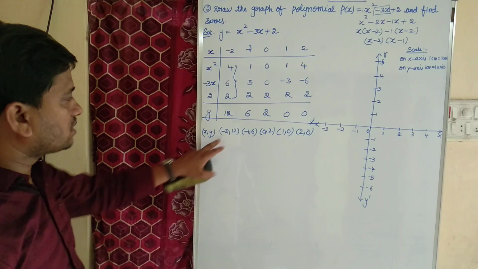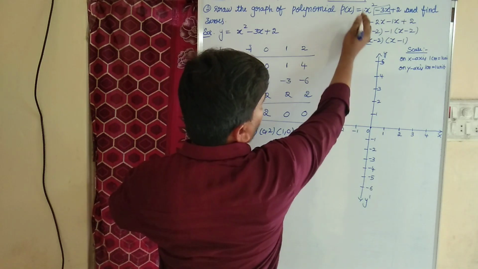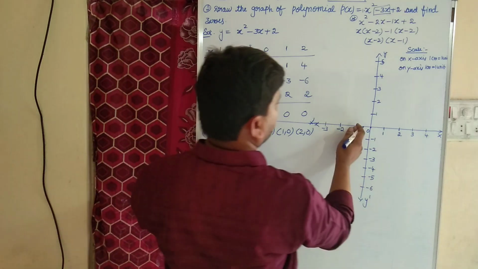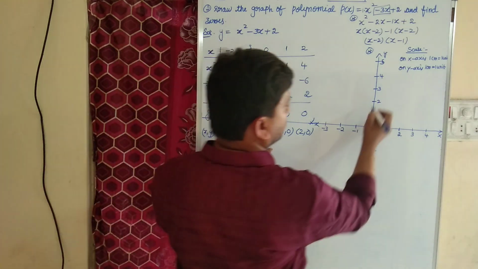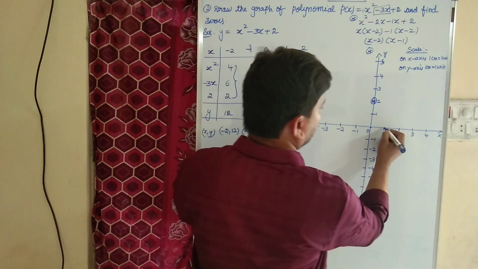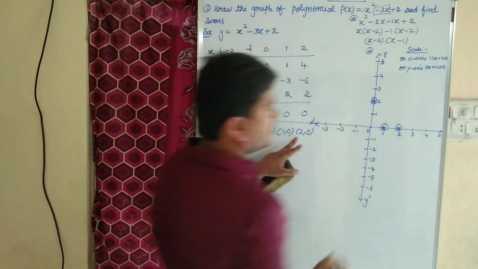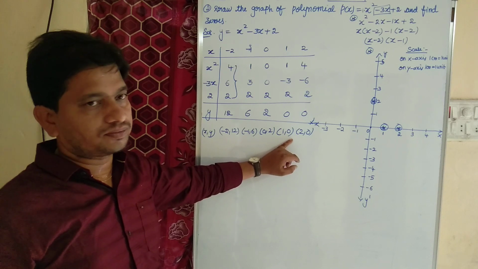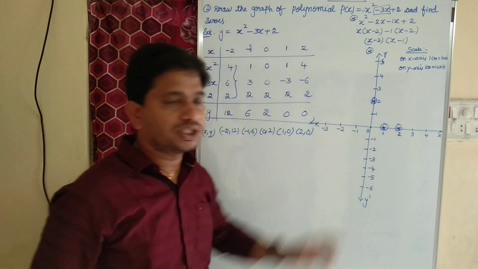Okay, so the first point is minus 2 comma 12. Minus 2, 12 will be somewhere here, children. Let me put it here. Second one, minus 1 comma 6. Third one, 0 comma 2. This is our 0 comma 2. Next, 1 comma 0 means here only. Next one is 2 comma 0. 2 comma 0 means on the x-axis only, because on the x-axis the y value will be 0. Right? So this is 1 comma 0, and that is 2 comma 0.